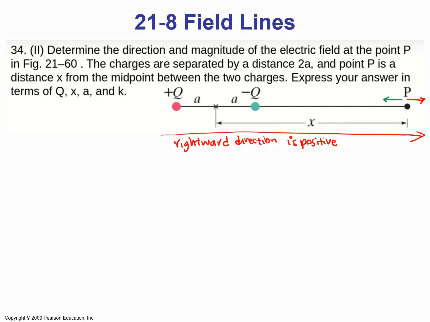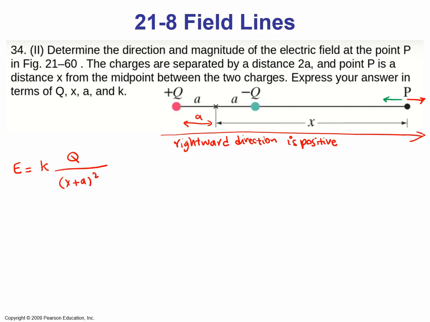So we have to add them together and see what's the net field, and therefore what's the direction of the net field at point P. The field due to charge positive, again, is toward the right, so it's going to be positive. So we write down E is equal to kQ, and this is going to be positive, divided by the separation, which is x plus a. Here is x, here is a, x is the midpoint between the two charges. So we have (x plus a) squared.